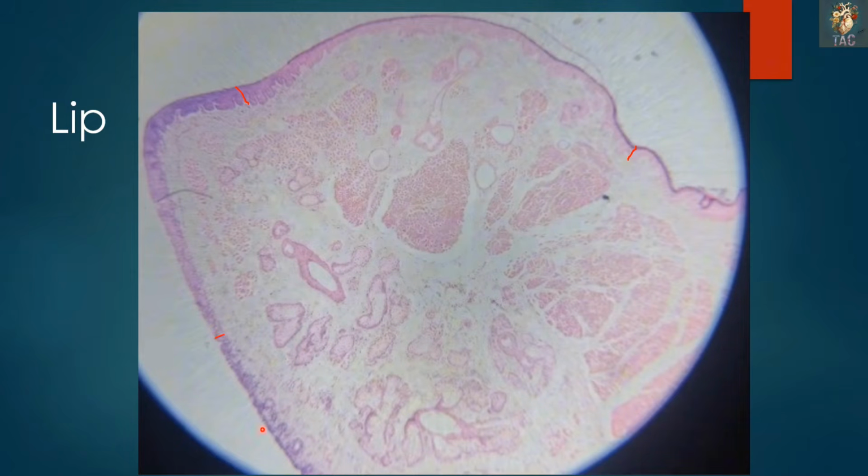So this is the cutaneous area where it is lined with stratified squamous keratinized epithelium. This one is the red area where the non-keratinized epithelium is present, and this one is the mucous membrane.